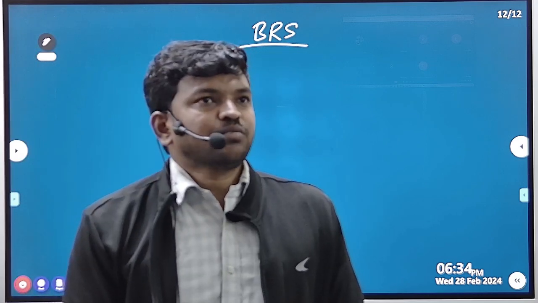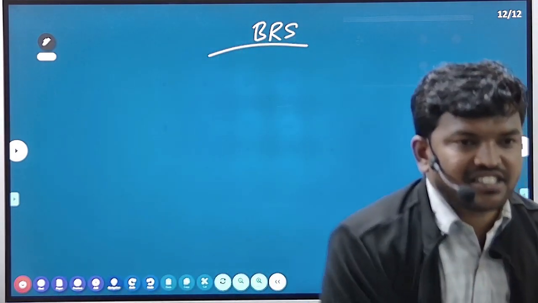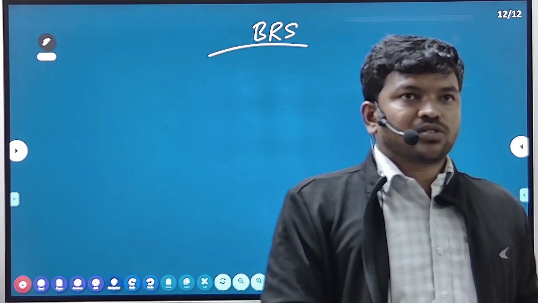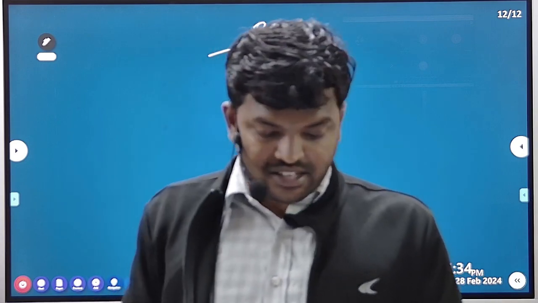Understood? So what are all the general transactions that cause this disagreement between the bank's books and our books? These are all the different transactions. Read one by one. I'll explain these transactions. Can you read?